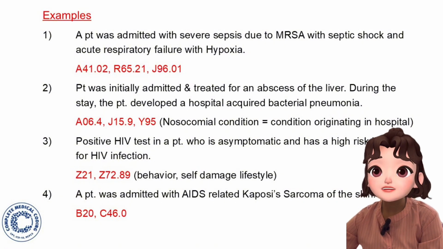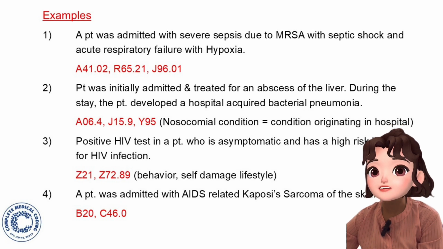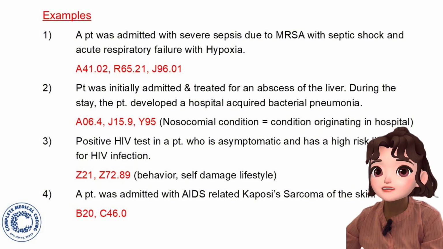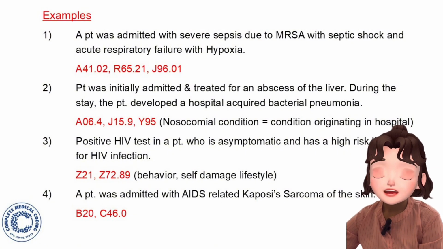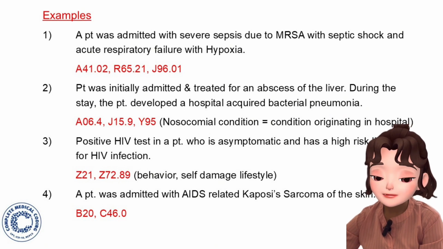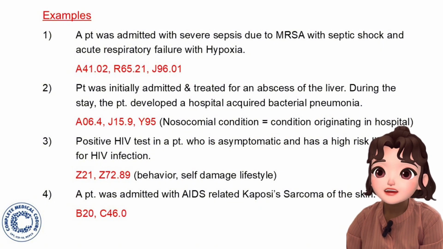Now there is an acute organ failure mentioned, right? Acute respiratory failure with hypoxia. That you have to code as the third code, J96.01. So what is J96.01? J96.01 is what is mentioned in the question, acute respiratory failure with hypoxia. That's how you need to code.